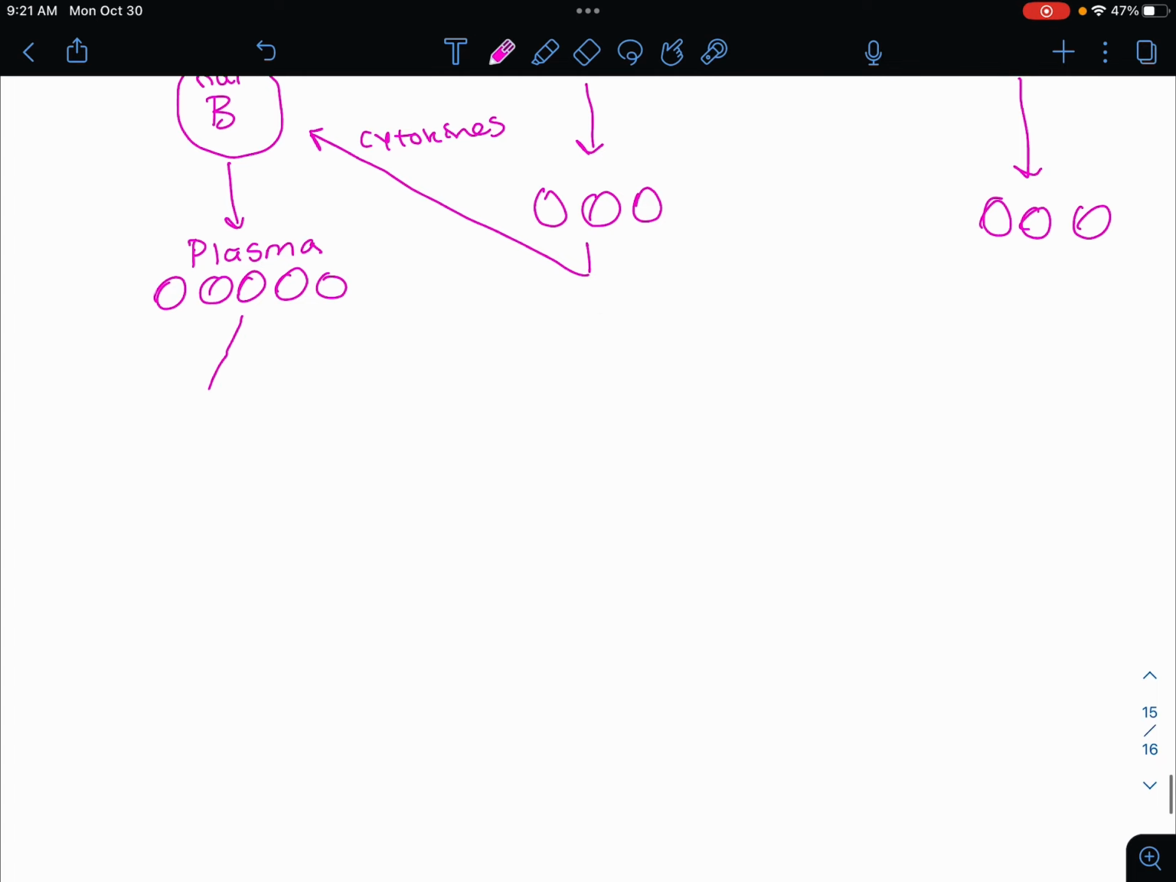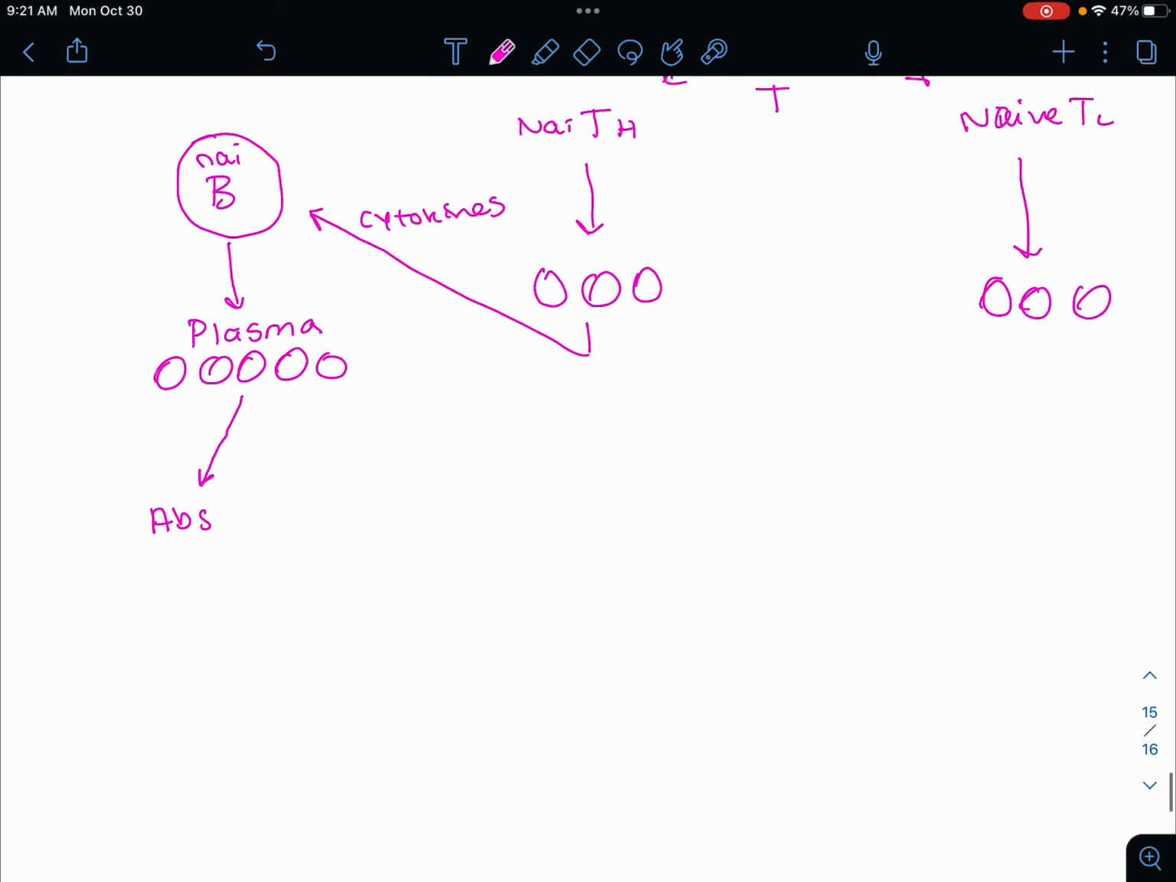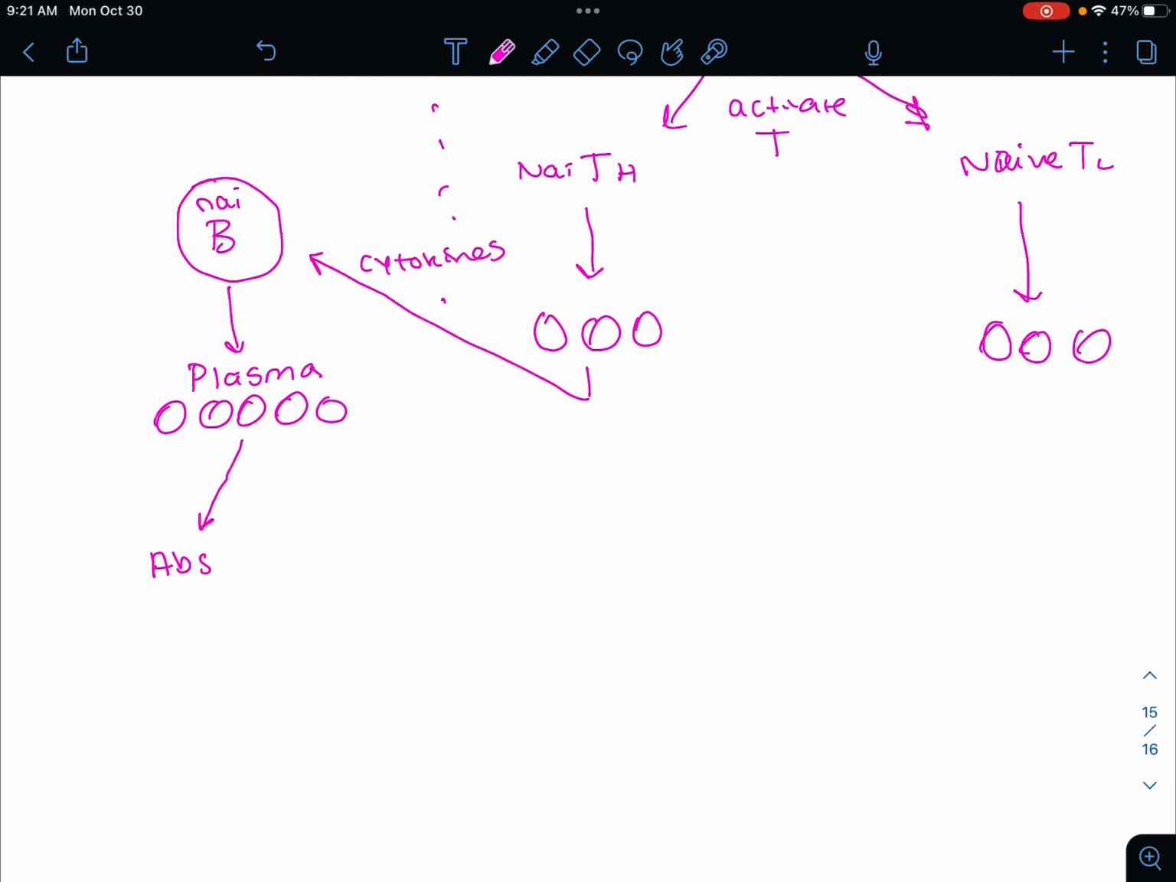And then once it gets to the plasma cell, again, this is the humoral system. We're just doing a little bit of review, connecting everything. We're going to produce the antibodies. So that's how the CMI and the humoral system are connected.